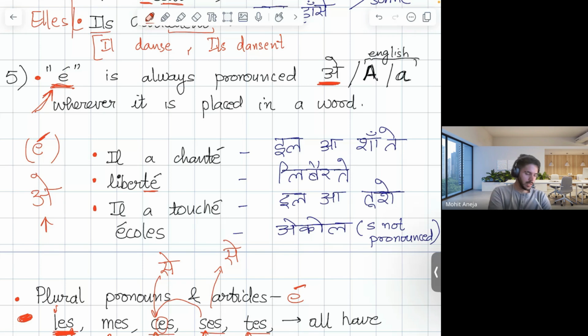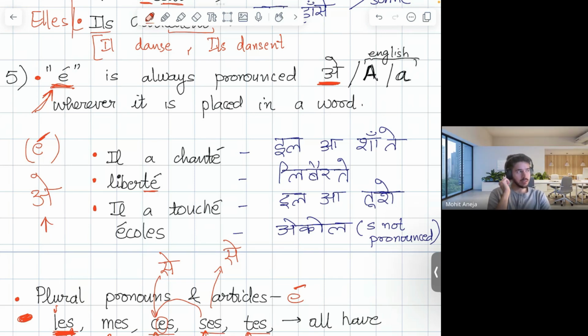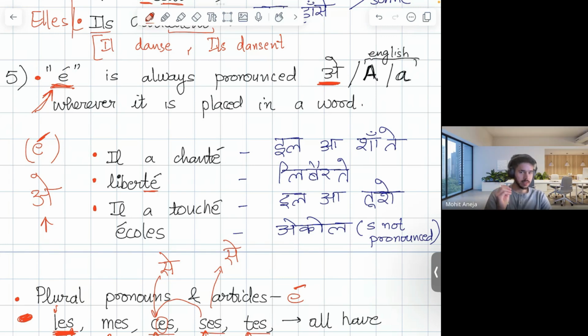Can you repeat the third one? Il a touché. Yes, that's correct. Hussein, can you say that once more? Il a touché. Yes. And the fourth one, can you say that, Hussein? École. What is this word? École. Yes. Kriti, can you say this word, please? École. Yes. So we don't say S here, according to our second rule that we read today.